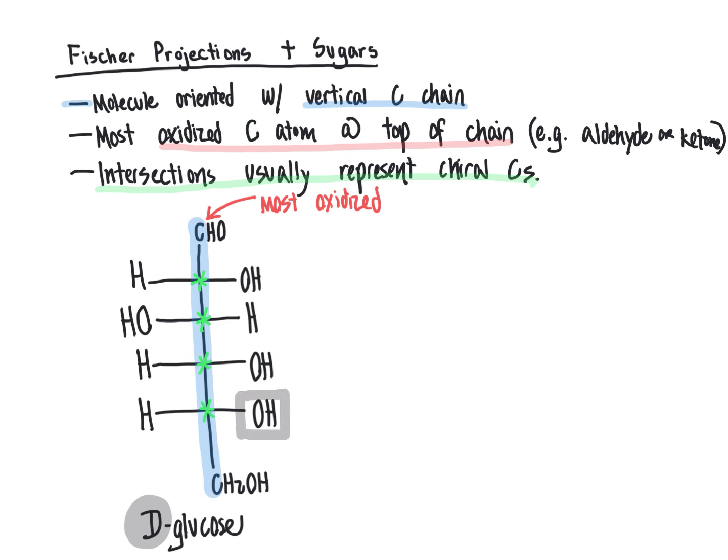At this final chiral carbon, if the OH group is on the right, then the molecule will rotate light clockwise and be described as the D enantiomer. On the other hand, if the OH group pointed to the left at this position, we would describe the sugar as the L configuration, so it would be L-glucose. In this case, definitely D-glucose because the OH group here is on the right.